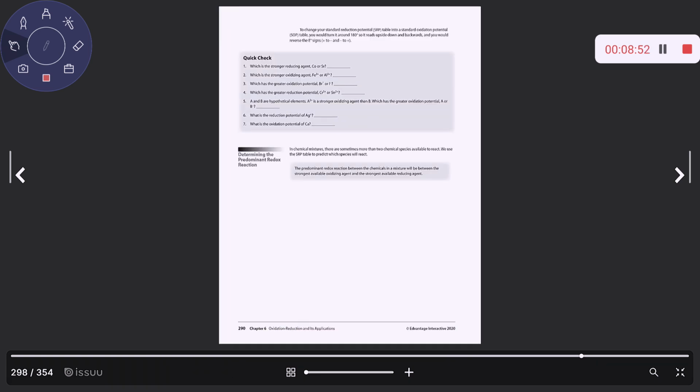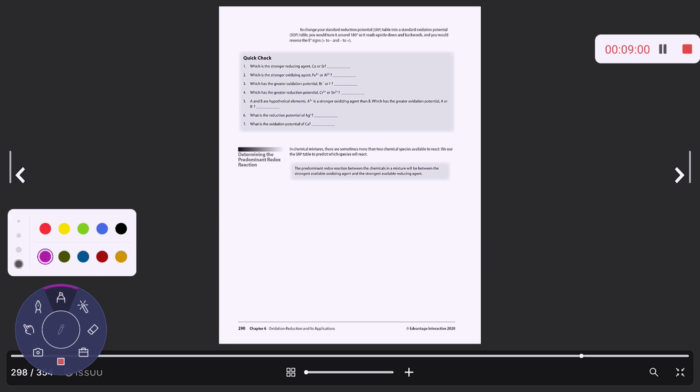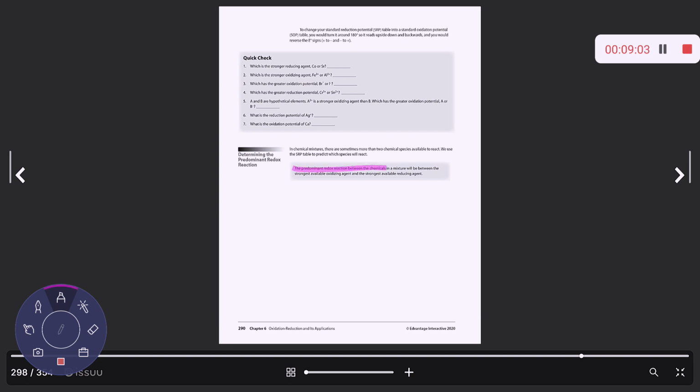Okay. So sometimes they'll give you a mixture of different substances and they'll say, okay, what do you think is going to be the predominant redox reactions based upon what you're given in this mixture? All you're looking for is the substance that is furthest at the top left and the furthest at the bottom right, because this is the direction of electron flow. Okay, so you want the two that are the furthest away from each other on the table.